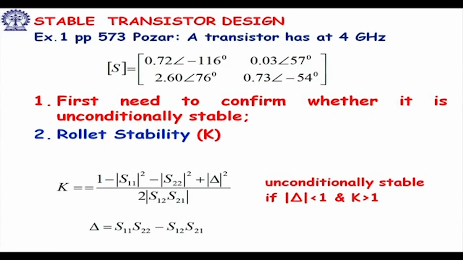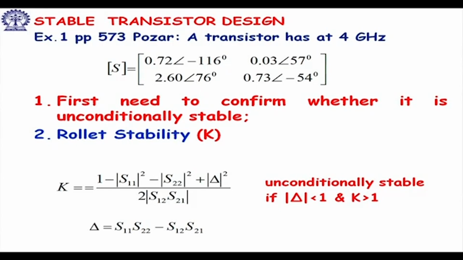This is a problem from Pozar's book, again one of our references. In my edition it is at page 573. A transistor at 4 gigahertz, its S parameters are given. Please remember that S parameter is a frequency dependent quantity. So, manufacturers specify the S parameters at various frequencies. So, at 4 gigahertz we are testing it, at other frequencies it will also change.